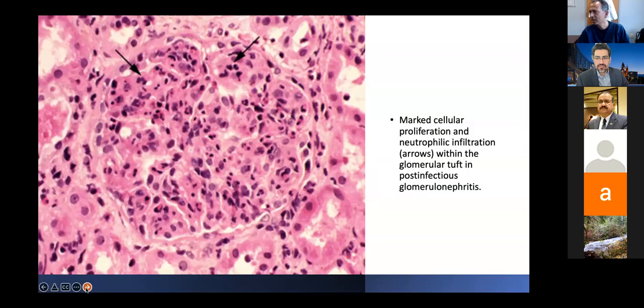This is showing light microscopy in a patient with post-Streptococcus glomerulonephritis. It's very obvious that there's a marked cellular proliferation, and you can see a lot of cells in the capillary and some mesangium. This is basically neutrophils and some monocytes. There is no difference between post-Streptococcus GN and post-Staphylococcus or Streptococcus-related GN when it comes to light microscopy. You see the same thing. Next.